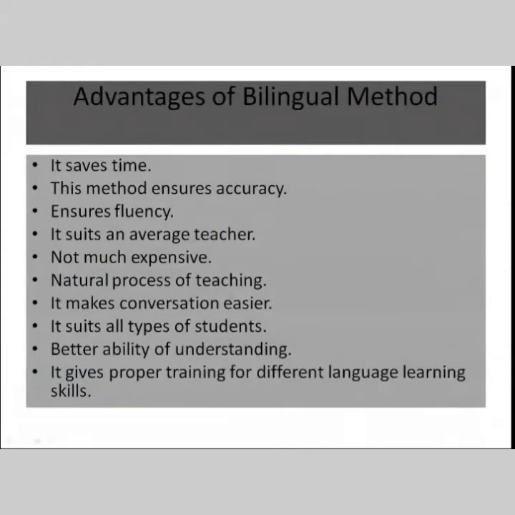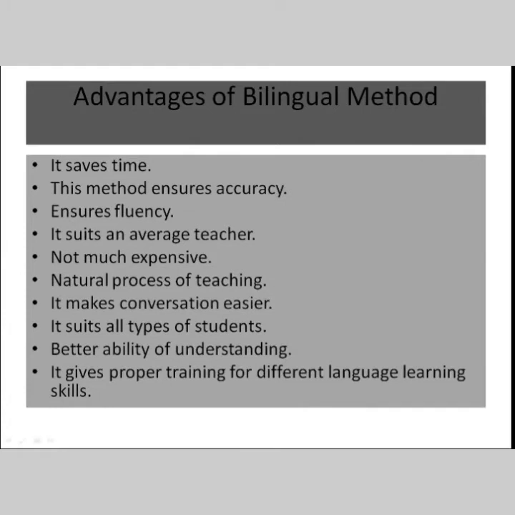Next is advantages of bilingual method. The first one is it saves time. This method is called time-saving method because the time is saved from the botheration of creating situations in order to convey the meaning of difficult words and phrases in English as is done in the direct method. So instead, the teacher explains the meaning in the mother tongue to the students and the time of the teacher as well as the student can be saved.